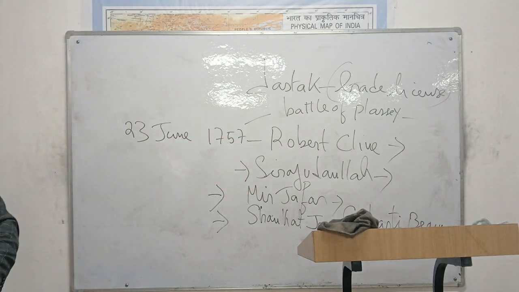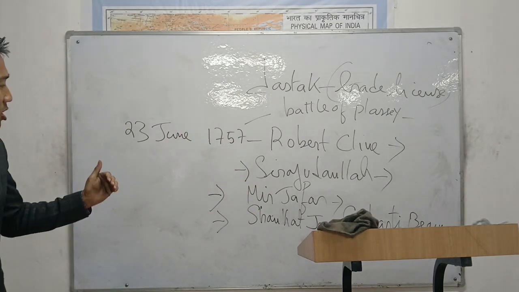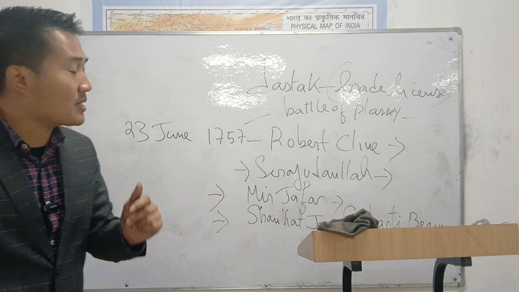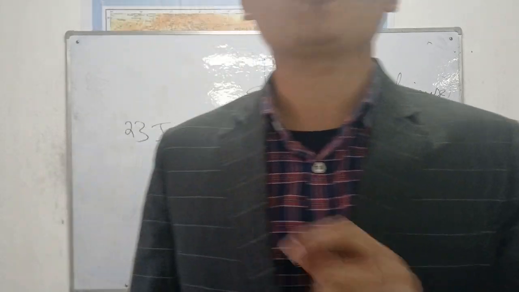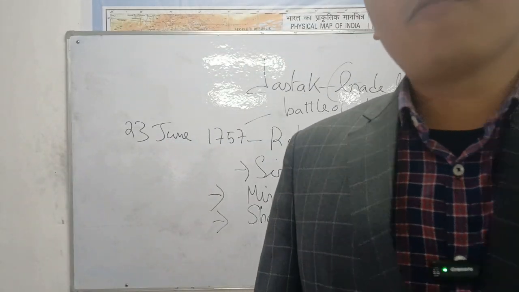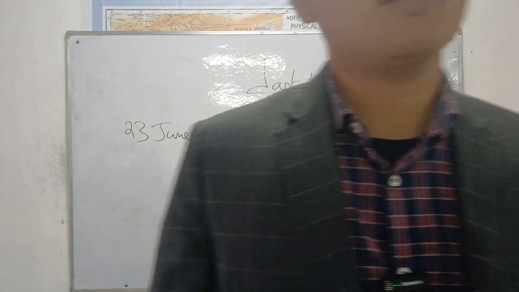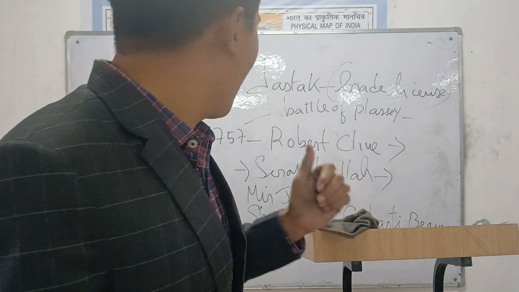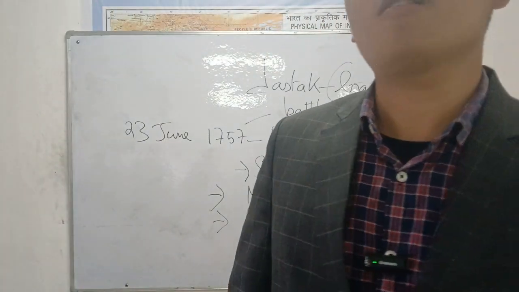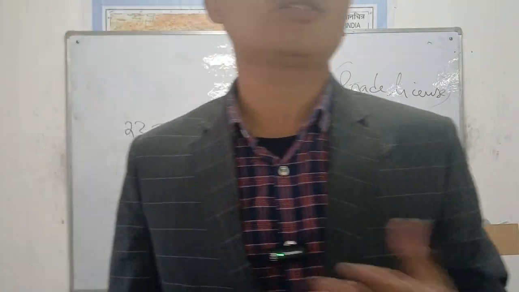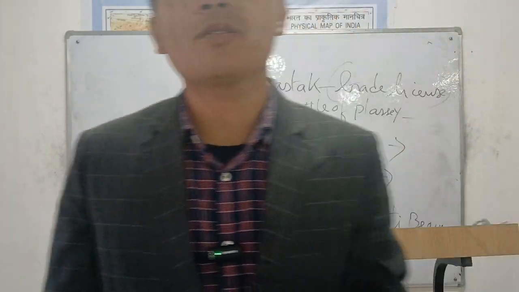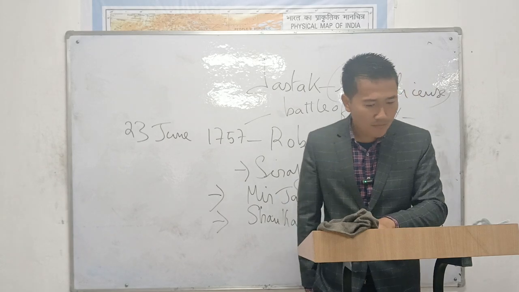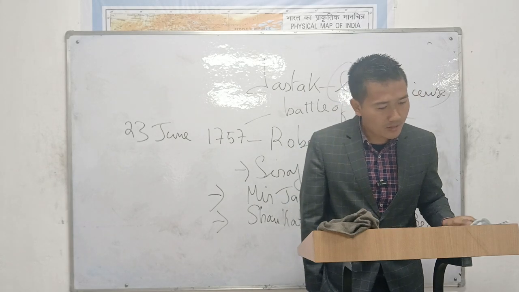Who are these two persons? Saukat Jung is the cousin of Siraj-ud-Dowlah. Kasti Begum is the auntie of Siraj-ud-Dowlah. They were also very much jealous. Very jealous. Kasti Begum, his auntie, is also very much jealous of him. Saukat Jung, his cousin, is also very jealous of Siraj-ud-Dowlah. Because of all this, the king was very easily defeated.